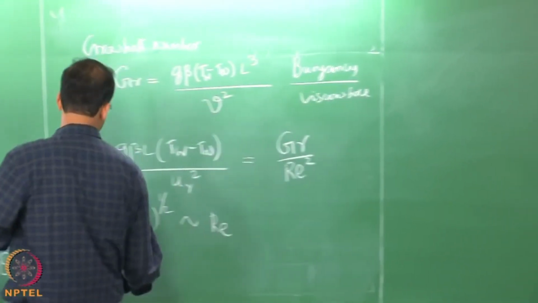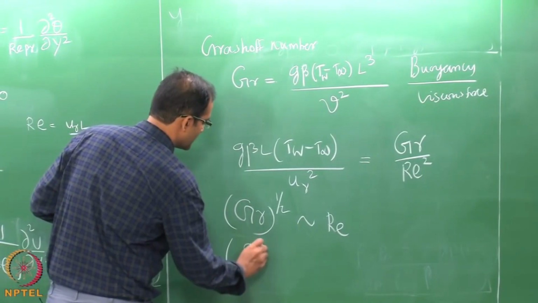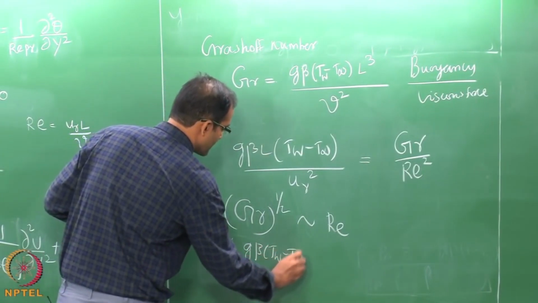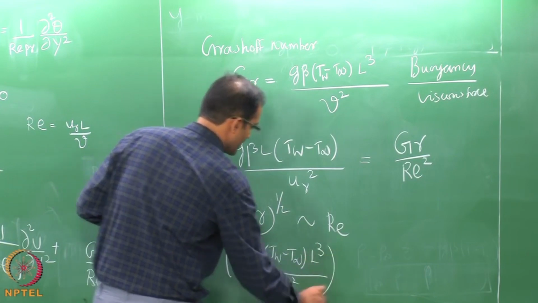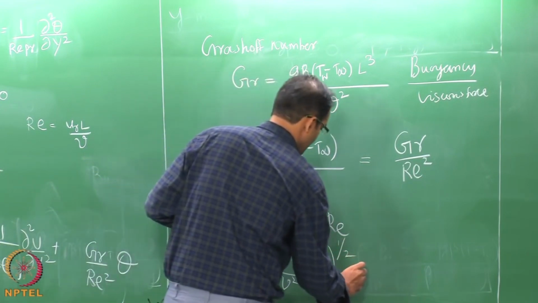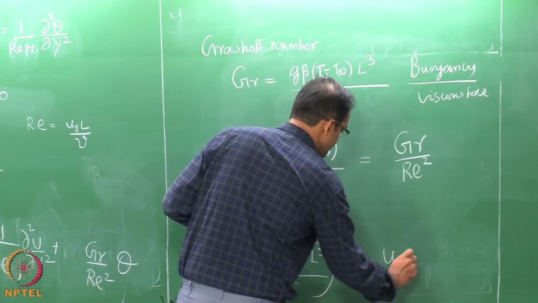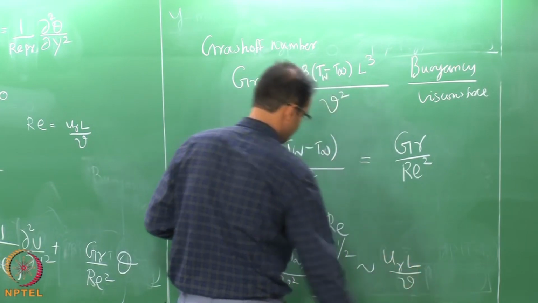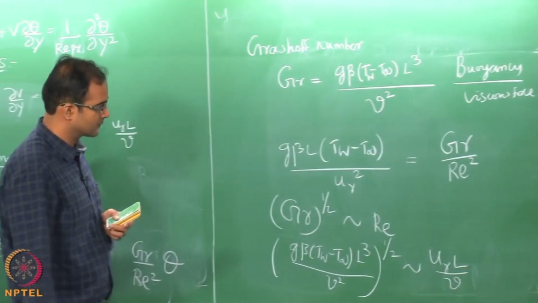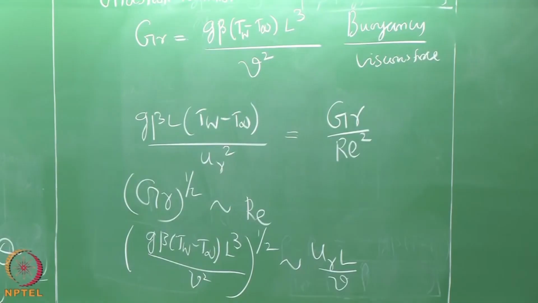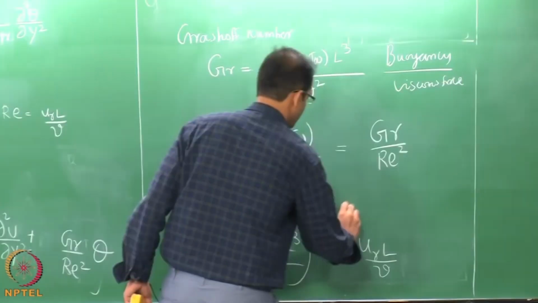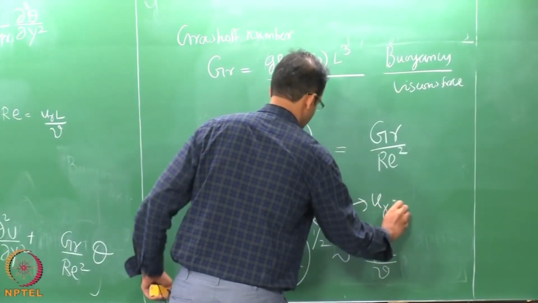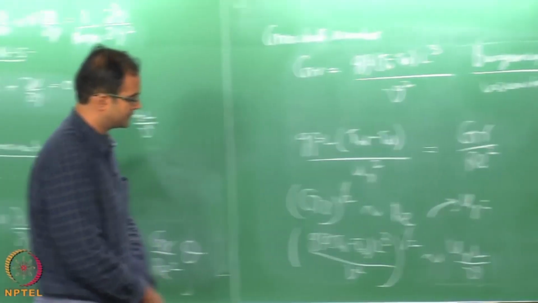Okay. So, this is nothing but g beta T wall minus T infinity L cube divided by nu square, to the power half, which is equal to U_r L by nu. So, from this what do you get for U_r?